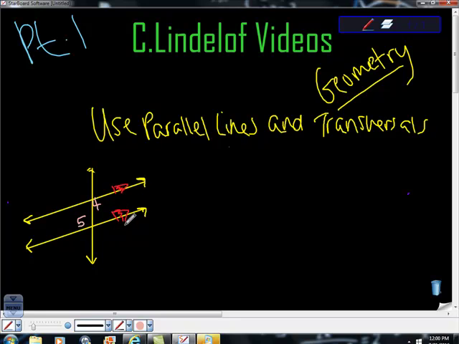So if we follow the alternate interior angles theorem, which says that if two parallel lines are cut by a transversal, then the pairs of alternate interior angles are congruent, we can say that angle 4 is congruent to angle 5.